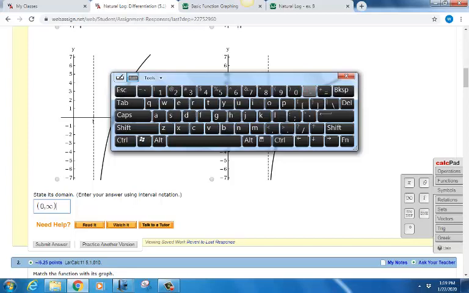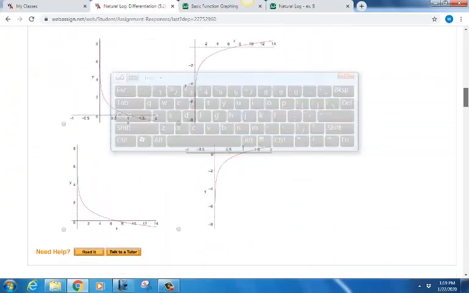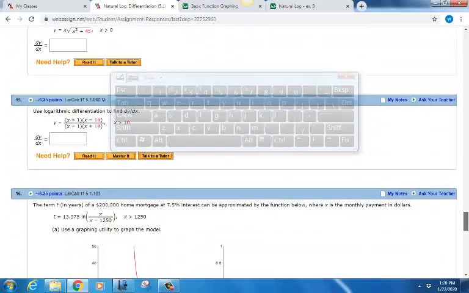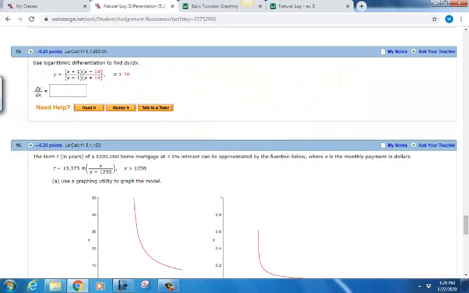Now, it gets a little bit harder as you go further down the homework. So let's scroll all the way down to the bottom. This is the last problem, so it should be the hardest problem, and it kind of is the hardest problem.